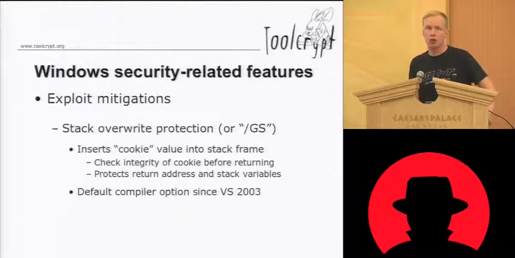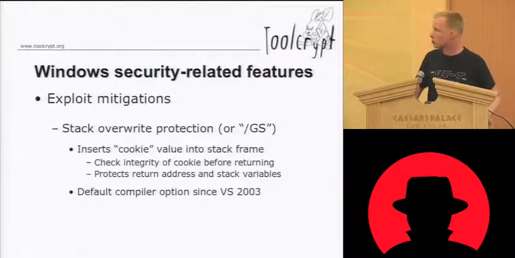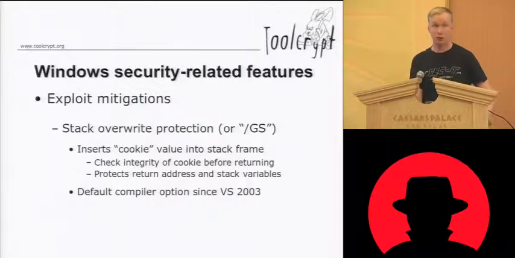So it protects the return address from a standard stack buffer overflow vulnerability. And it also protects overwriting stack variables. So if you've got a memory pointer on the stack, for example, that could be manipulated by a buffer overrun, that could be protected as well. And this has been a default compiler option, actually, since Visual Studio 2003. So if you're using the latest version of Visual Studio, the latest version of the Microsoft toolchain, you're probably already protected by this, if you haven't switched it off, that is.